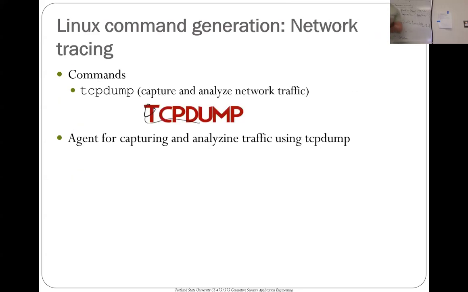The next one is network tracing. And for this, you're going to have tcpdump. So tcpdump has a command language that allows you to specify filters of the kinds of traffic you're interested in. Those filters, we used to actually have to look up the language, but now we can have the LLM generate the language dynamically.